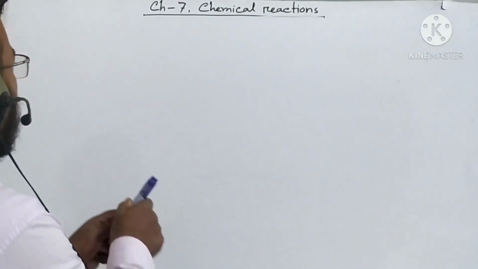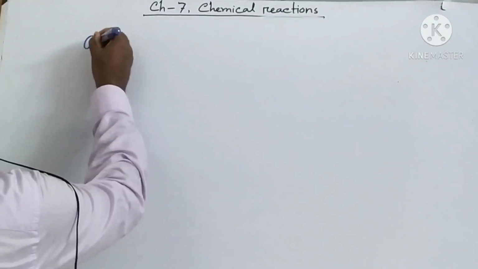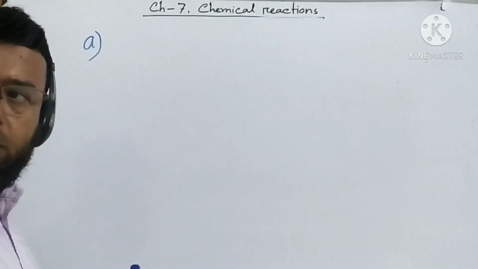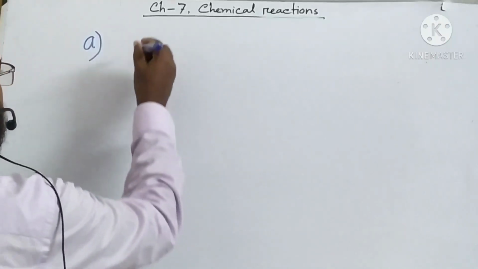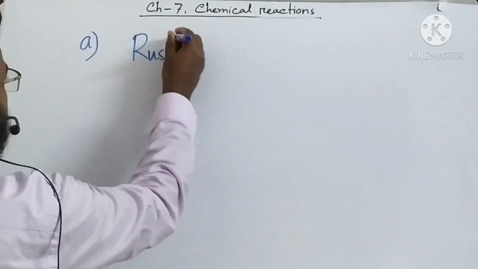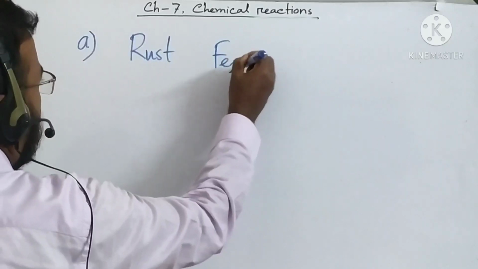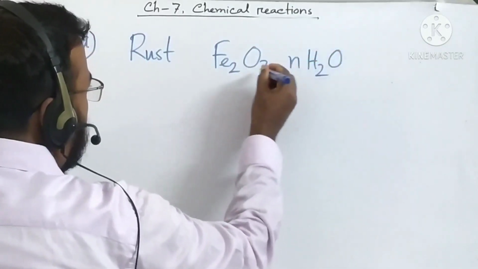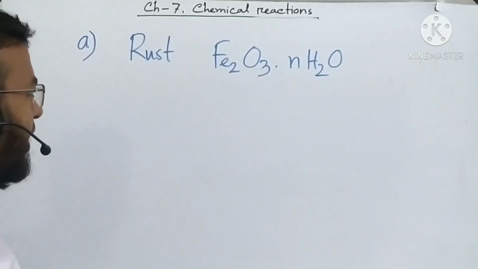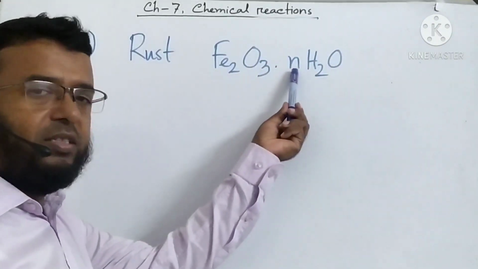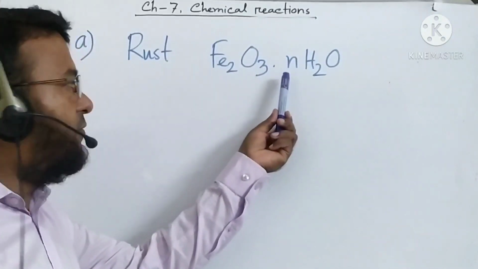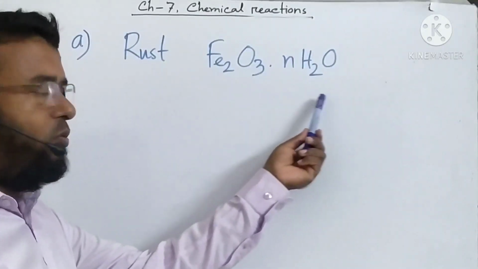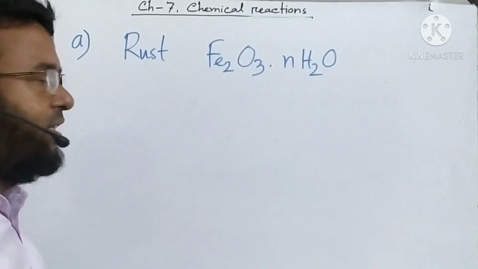Okay, now one by one we will discuss the answer. All of you see that number A, we have to write the formula of rust. So the formula of rust is Fe2O3.nH2O. So it is ferric oxide and molecules of water, N means we don't know the actual number of molecules, it may be an uncountable number. Here N equals 1, 2, 3 and so on, N is an integer.